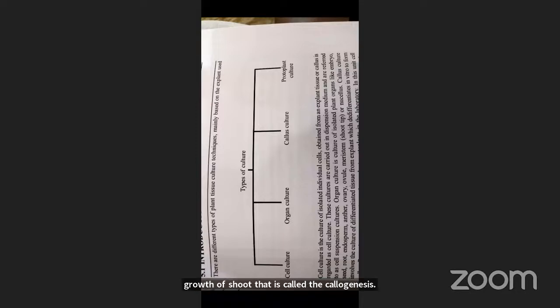So in rhizogenesis, there is a high amount of auxins and a small amount of cytokinins, so roots develop from the explant. In caulogenesis, there is a high amount of cytokinins and a small amount of auxins, so the shoot system develops from the explant.